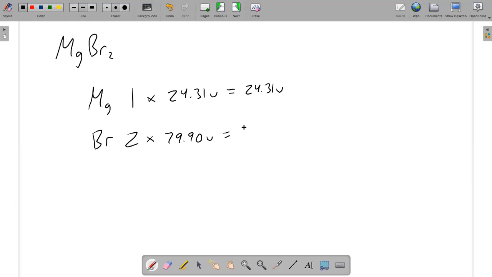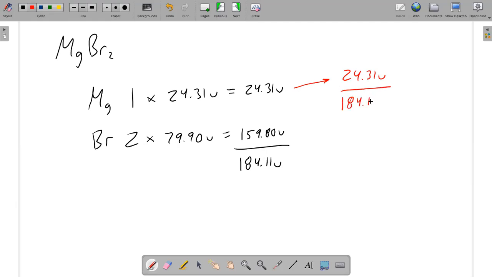79.9 times 2 is 159.8, and adding the magnesium gives 184.11. So the percent that is magnesium is found by taking the total mass of magnesium, 24.31 u, and dividing it by the total mass of the compound, 184.11 u.